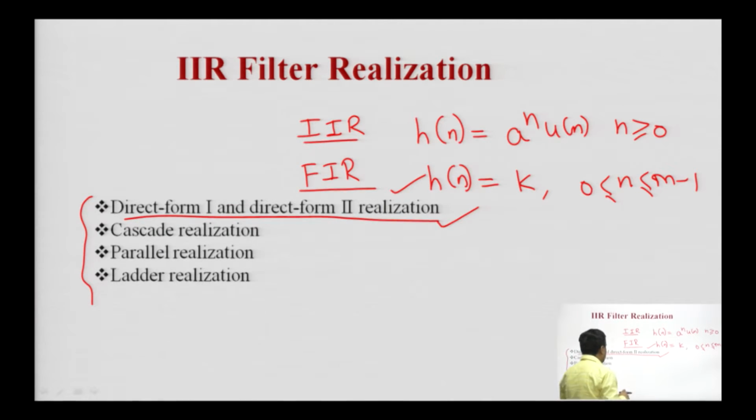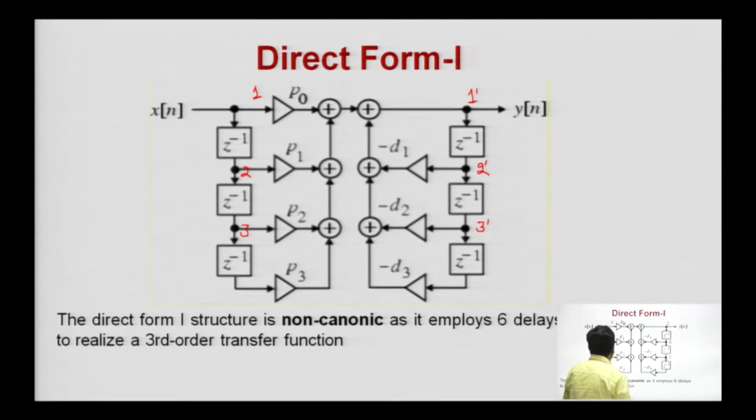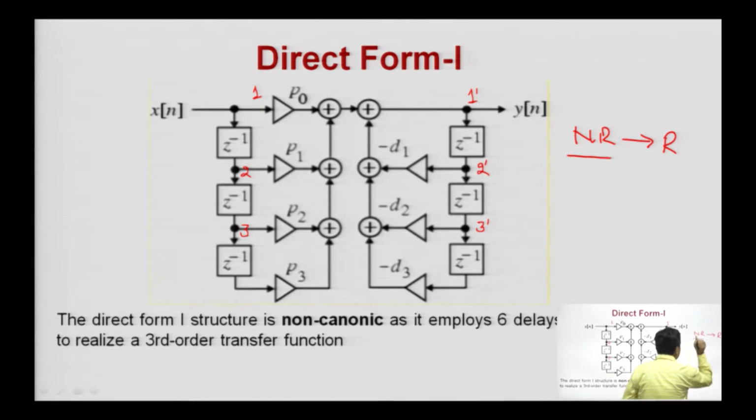At first I will teach you about direct form 1 and direct form 2 realization, how you make the structure using direct form 1 and using direct form 2. In direct form 1, as I told you earlier, you always have to keep at first the non-recursive structure and after that the recursive structure. Non-recursive means you are taking the present and past values of the input signal, and recursive means you are taking the past values of the output signal.